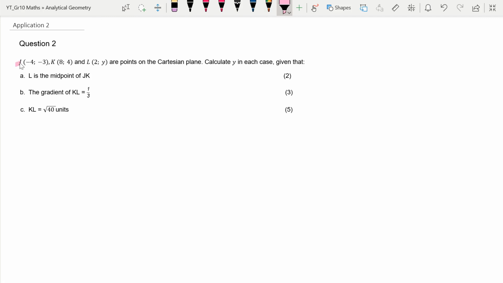It says that we've got coordinate J and K. There's nothing missing in J or in K, and then we've got coordinate L, and there we've got something missing. All right, let's see. Those three are points on the Cartesian plane. We need to calculate y in each of the following cases. So we've got three different cases.